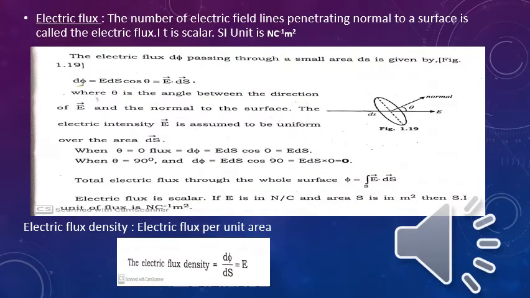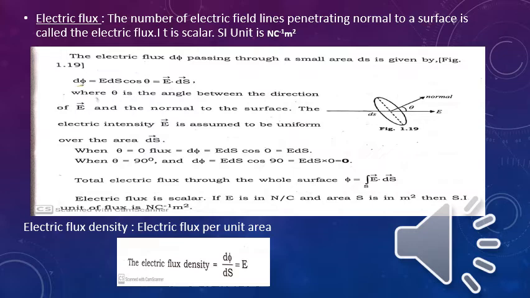Next is electric flux. Electric flux is the number of electric field lines normal to a surface, a scalar quantity with SI unit Newton Coulomb inverse meter square. In the last class we already discussed the different field lines and their properties. Now electric flux, which is represented by phi. Here we are taking a small area dS, or a small area dA, so the flux through the small area is represented by d phi.